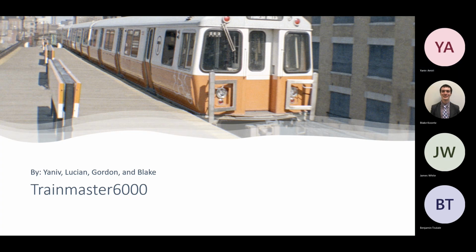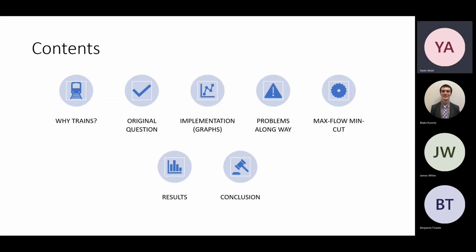And this is the TrainMaster 6000 program that will help station managers figure out what the min cut value in their network is. And so here are the contents.